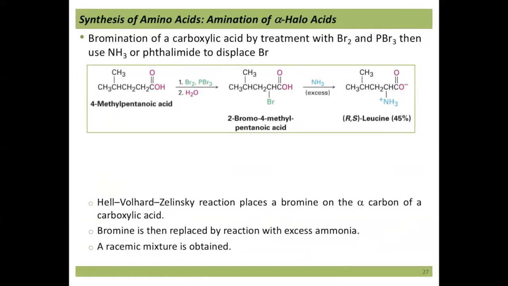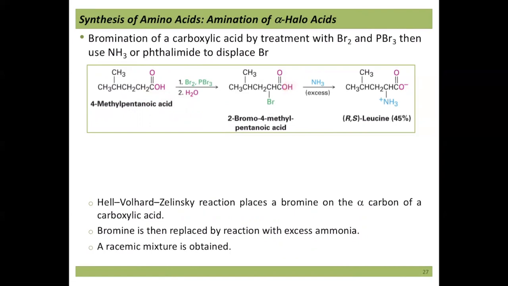So we can also make amino acids by using the Hell-Volhard-Zelinsky reaction, which we learned back in the carboxylic acid chapter. If you take a carboxylic acid under these conditions, Br2, PBr3, remember the first change that we make is we make that into an acyl bromide, which allows us to form an enol at this alpha carbon. That enol of that alpha carbon then attacks the bromine. And before we add water, what we end up with is an alpha-bromo acyl bromide.